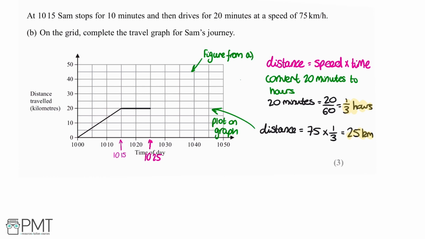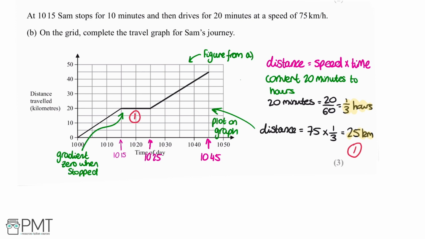So this is for 20 minutes. So we're going from 10:25 to 10:45. And we know between here and here, we're travelling 25 kilometres. So starting at 20, we're going to do 20 plus 25, giving us 45. So our line is going to go like this, up to 45 here. We get 1 mark here for this straight line portion here. Another mark for working out the distance of 25 kilometres. And a third mark for this portion of the graph here.